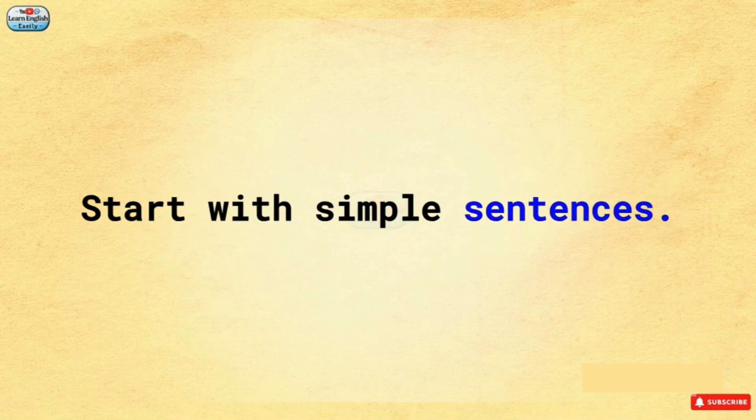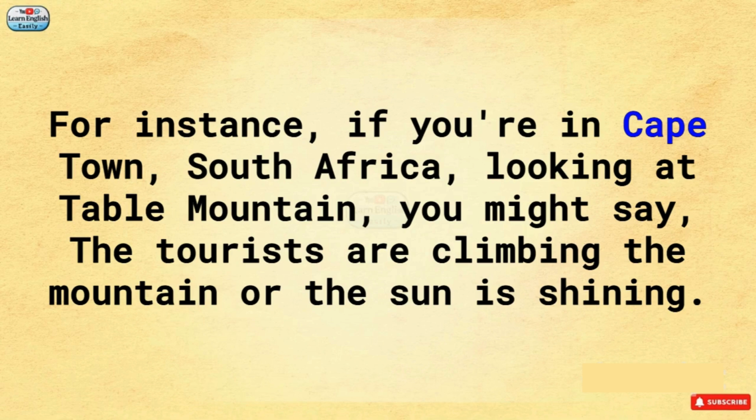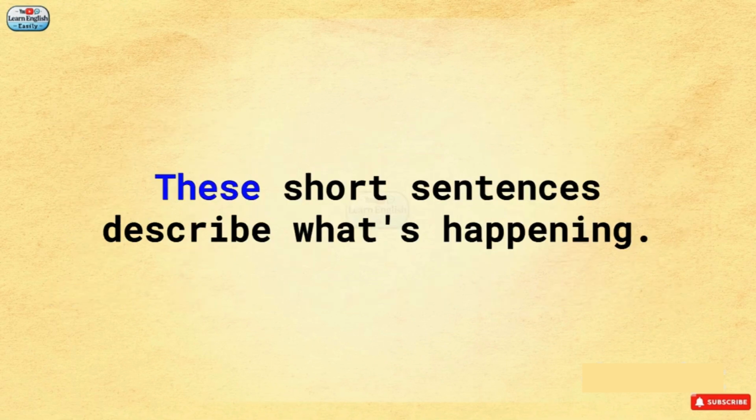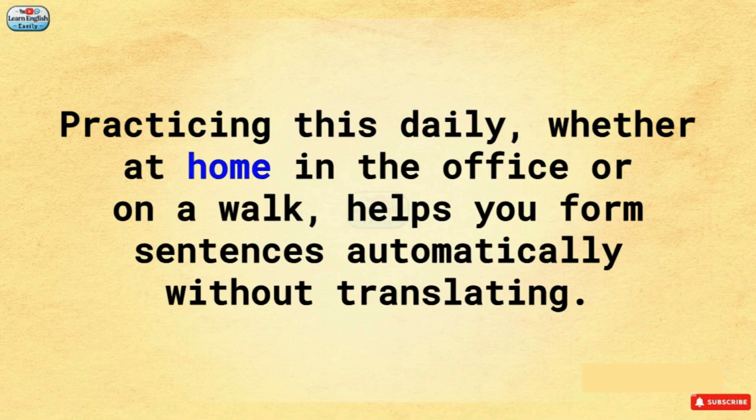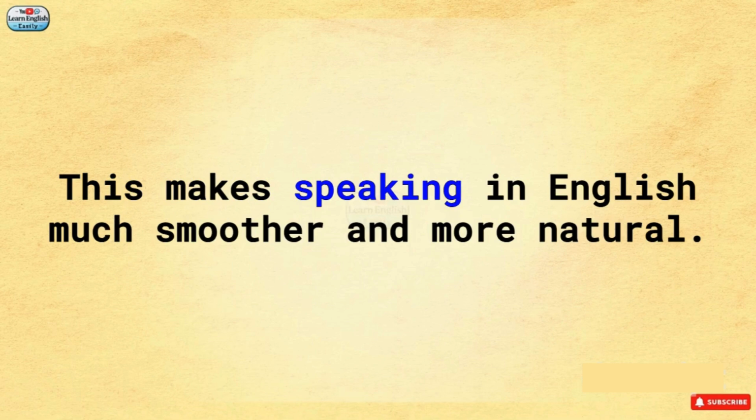Start with simple sentences. For instance, if you're in Cape Town, South Africa, looking at Table Mountain, you might say, "The tourists are climbing the mountain," or "The sun is shining." These short sentences describe what's happening. Gradually, you can create longer sentences, like, "A group of tourists is taking pictures of the monument while others are checking their maps." Practicing this daily, whether at home, in the office, or on a walk, helps you form sentences automatically without translating. This makes speaking in English much smoother and more natural.